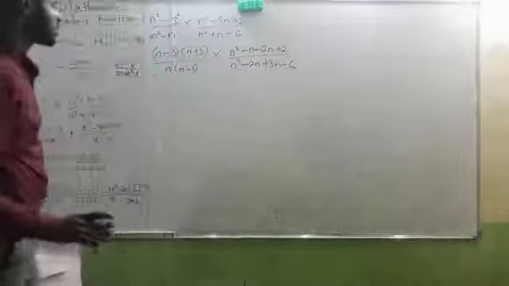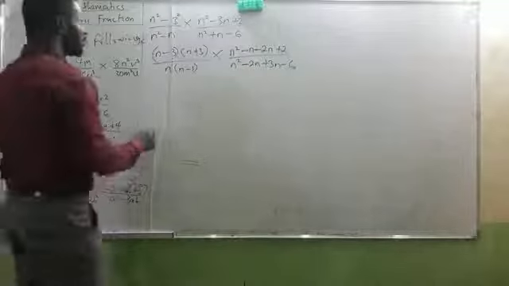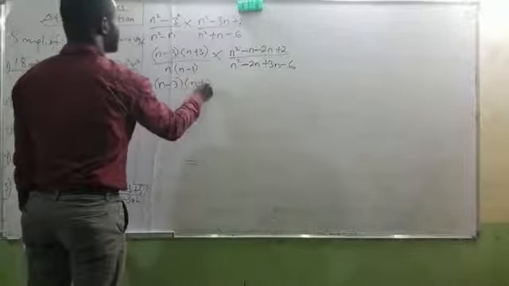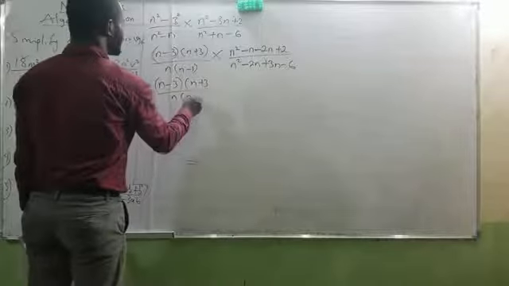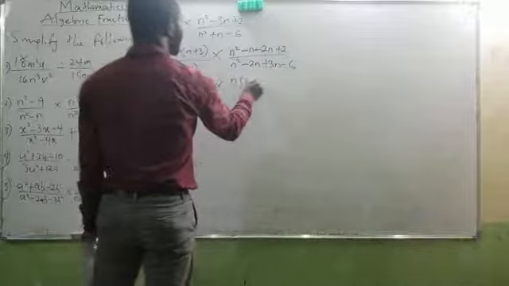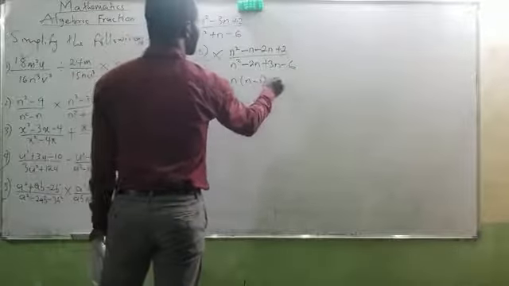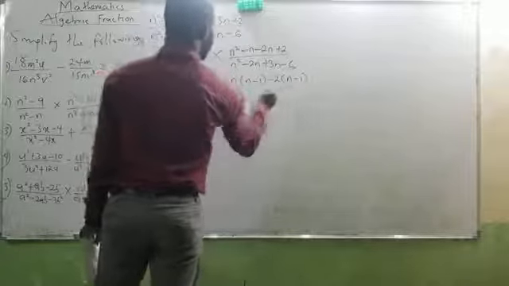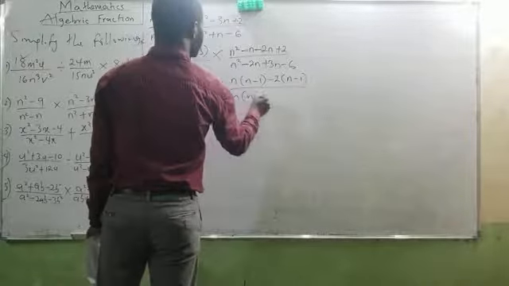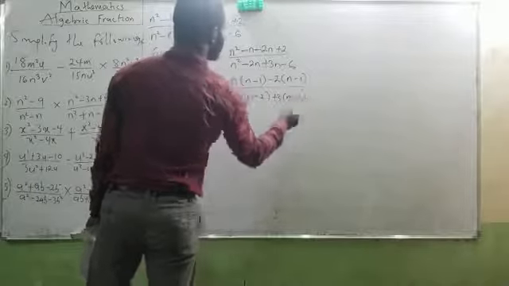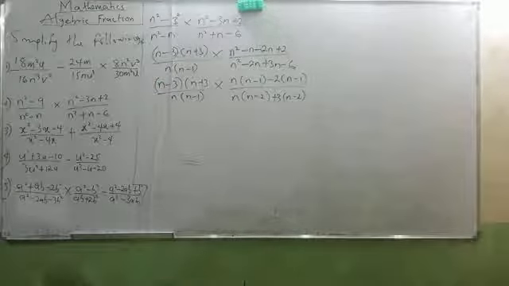I'm just factorizing. Now, what I need to do, I have n minus 3, n plus 3, n bracket of n minus 1, multiplied by n bracket of n minus 1, minus 2 bracket of n minus 1, divided by n bracket of n minus 2, and plus 3 bracket of n minus 2. Can you see I just factorized?